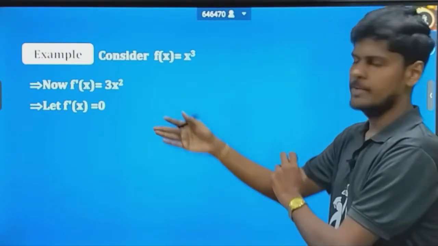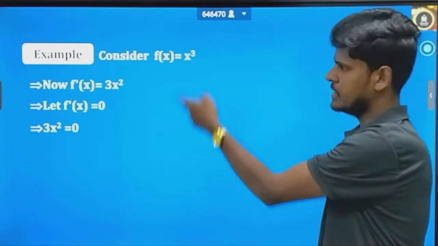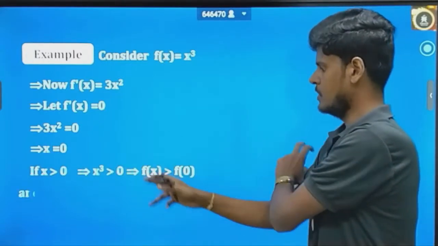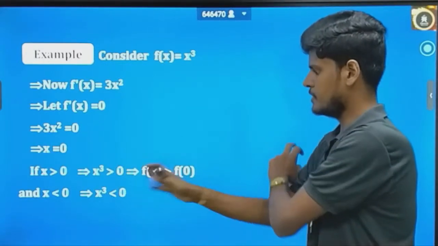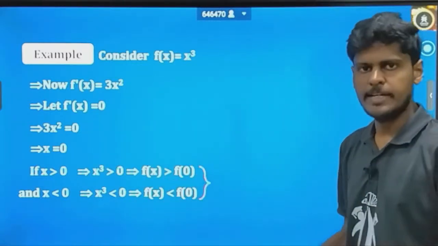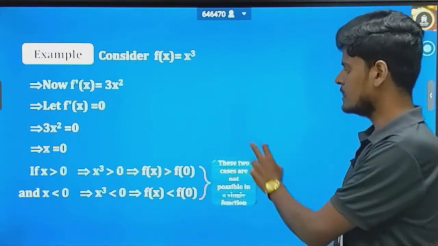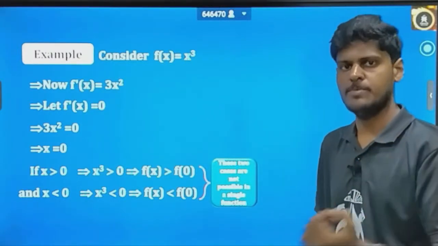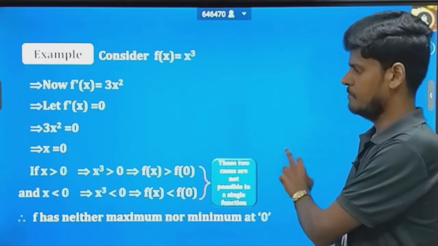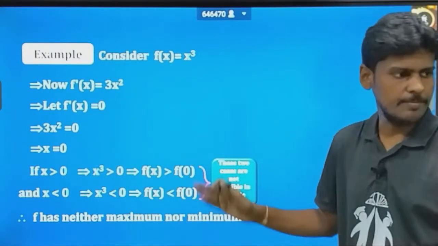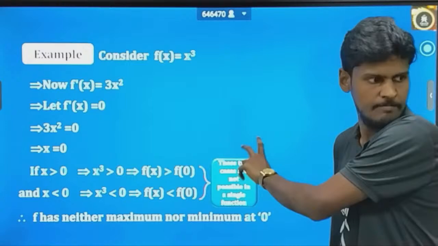For example, just now we discussed this example. Again the same example, f of x equal to x cube, where x is equal to 0, but f of x is greater than f of 0 when x is greater than 0, and f of x is less than f of 0 when x is less than 0. That should not be the case because it violates the basic definition of maximum and minimum for a function. That means x equal to 0 is neither maximum nor minimum for this function.